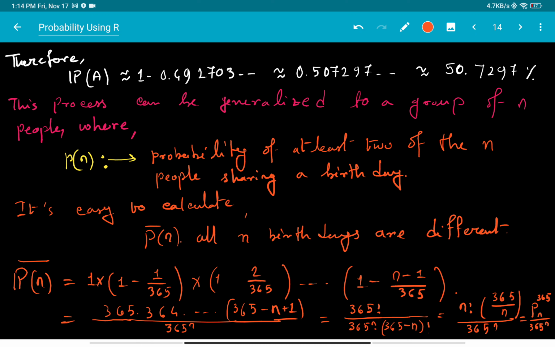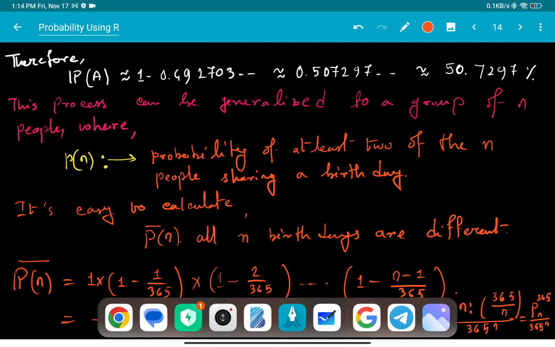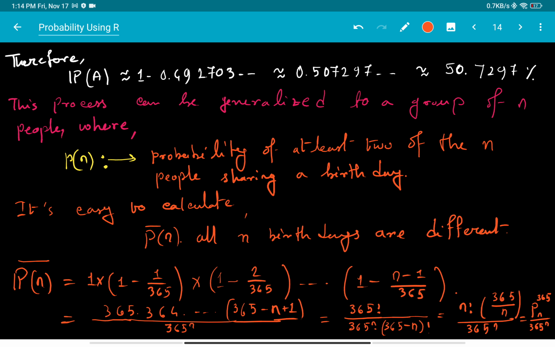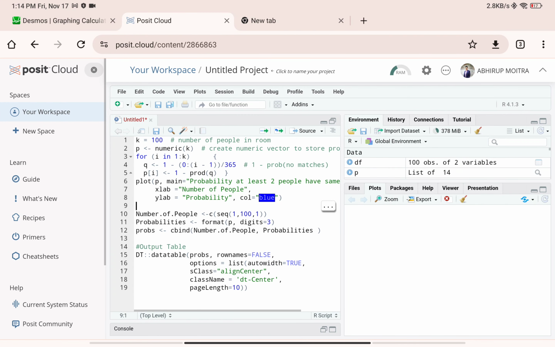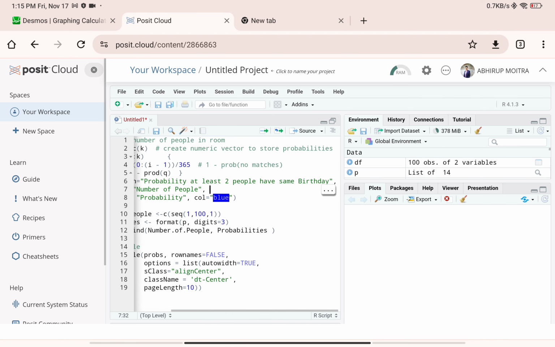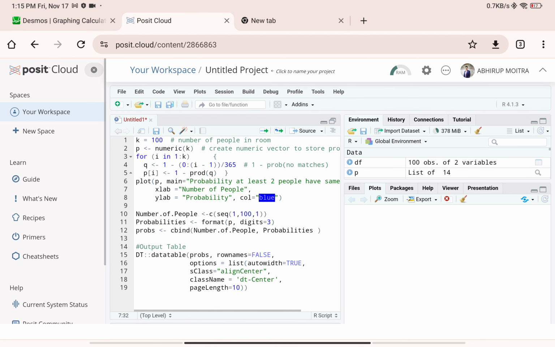So you see this mathematical thing over here, this product I have written here. So this is something like that. Let me write it as 1 minus, storing that thing out. So now, for the probability that at least two people have the same birthday, I have plotted these things out.